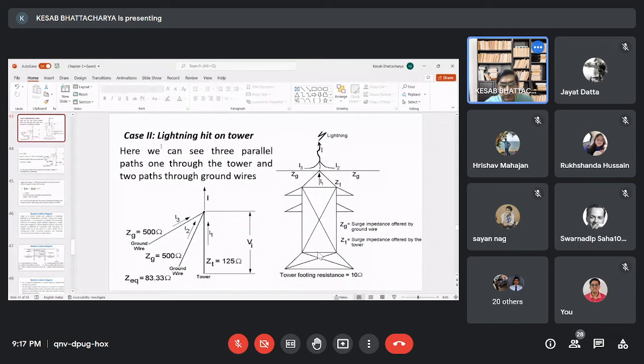Case 2. Lightning hit the tower. Just a minute.